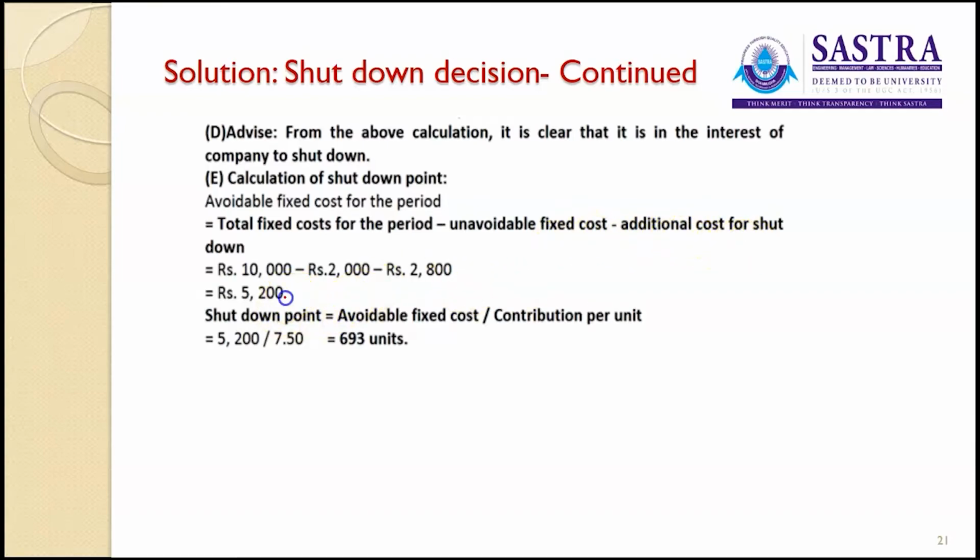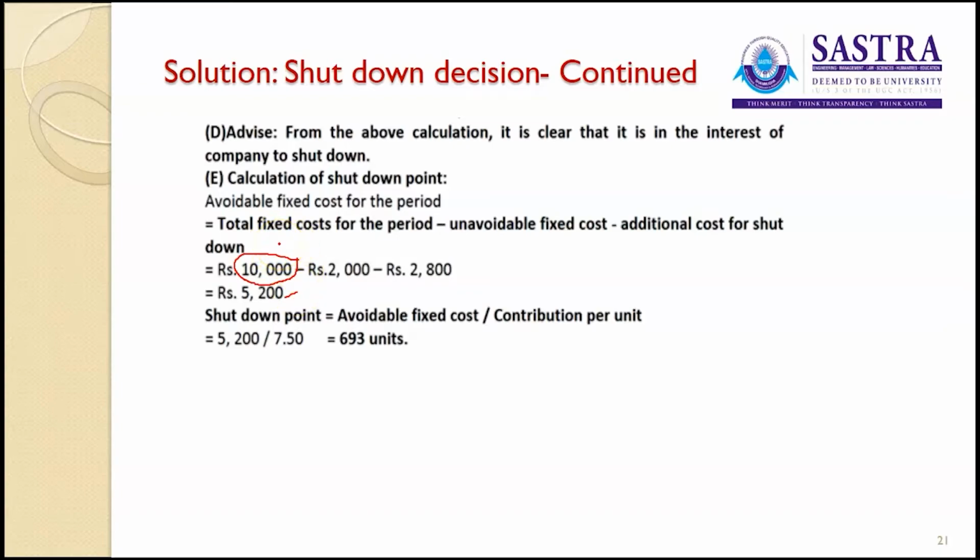So we'll get 5,200. This is the avoidable fixed cost, because this 10,000 rupees is to be permanently incurred. And then this 2,000 rupees we cannot avoid. Again 2,800 we cannot avoid. So 5,200 is the avoidable fixed cost. Now this fixed cost is for 3 months.